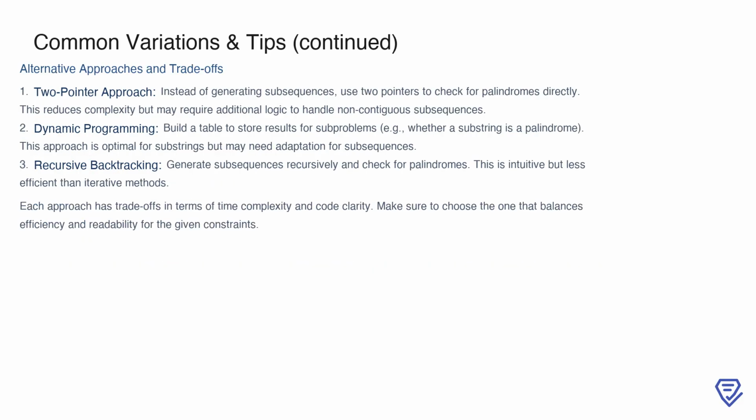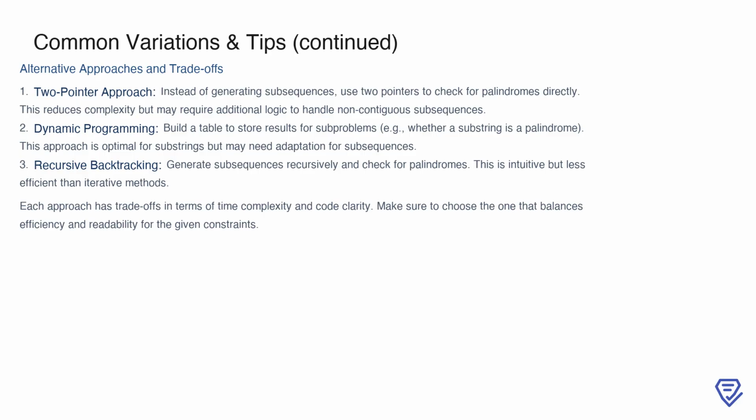Now, let's explore some alternative approaches and the trade-offs associated with each. One popular method is the two-pointer approach. Instead of generating all possible subsequences, you can use two pointers to check for palindromes directly. This method significantly reduces complexity, but it might require additional logic to handle non-contiguous subsequences, which can make the implementation a bit trickier. Another option is dynamic programming. By building a table to store results for subproblems, like whether a substring is a palindrome, you can solve larger problems efficiently. This approach works exceptionally well for contiguous substrings but may need adjustments to handle non-contiguous subsequences.